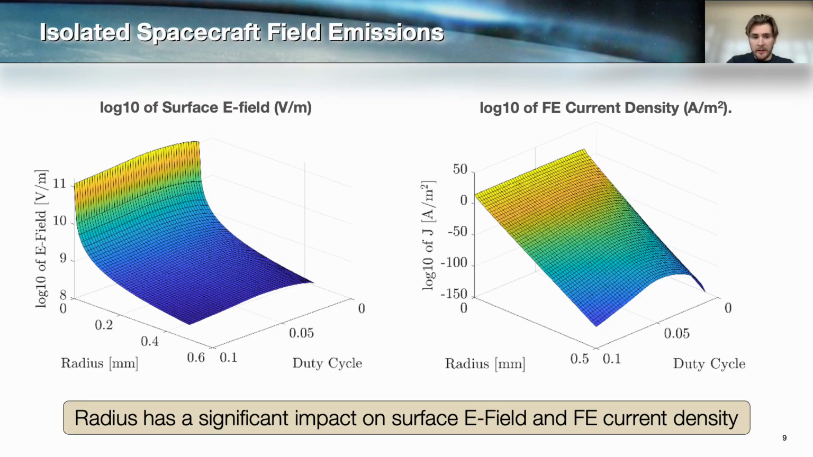But despite this, if we look at the values on the z-axis of the right plot, we can note that the field emission current density is very low for most radii. It only reaches around 1 amp for radii below 0.06 millimeters, and that's only for the optimal duty cycle that has the largest potential difference between the two spacecraft.